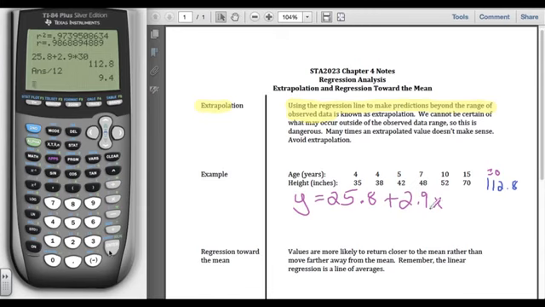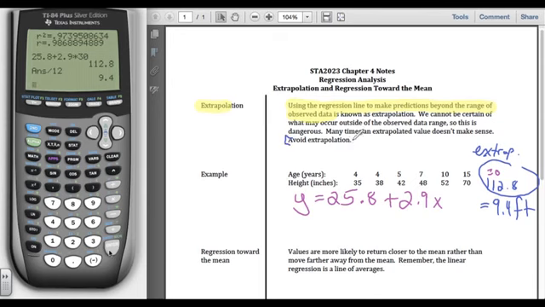that person is 9.4 feet, which doesn't make any sense. I wouldn't think a 30-year-old will be 9.4 feet tall. That's not possible. And so this would be an example of extrapolation. I'm making a prediction outside of my observed data. I can't be certain what may occur outside the observed data range. So it's dangerous. And many times, just like this time, the extrapolated value doesn't make sense.